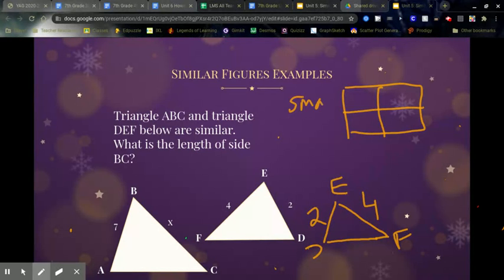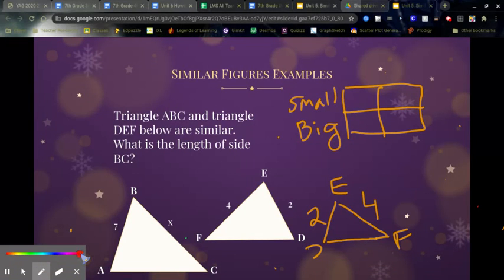Small and big. Okay, and let's do our colors. So red, I'm going to make AB red, so DE is red. We'll make BC blue, so EF is blue. And I'm going to make AC green, so DF is green.